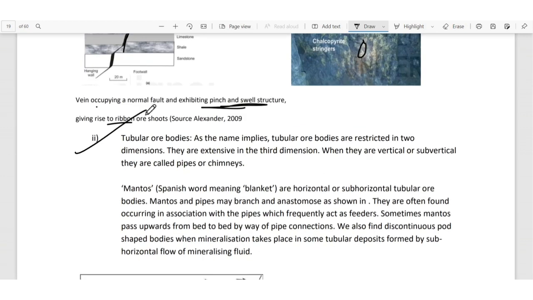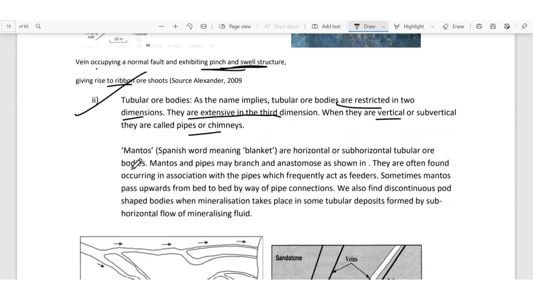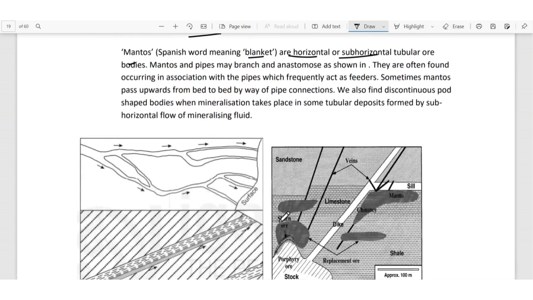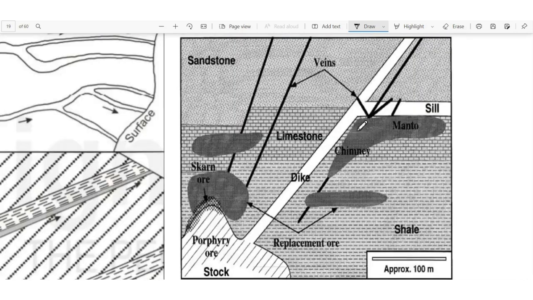What are tubular ore bodies? Tubular ore bodies are restricted in two dimensions, okay, and extensive in the third dimension. If they are vertical or subvertical, they are called pipes or chimneys. Mantos, or we can call them blankets, are horizontal or sub-horizontal bodies. Okay, so here you can see if it is vertical, it is called a chimney, and if it is horizontal, it is called mantos or blanket.